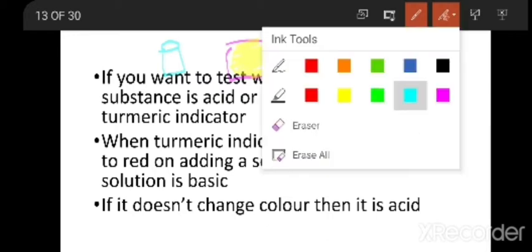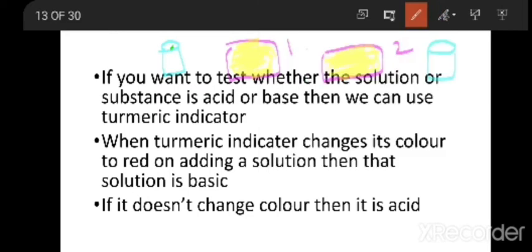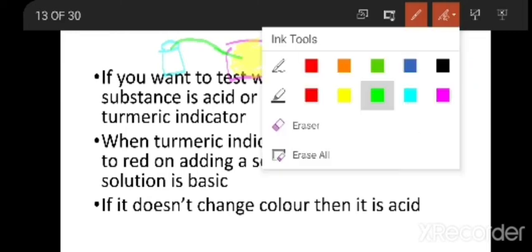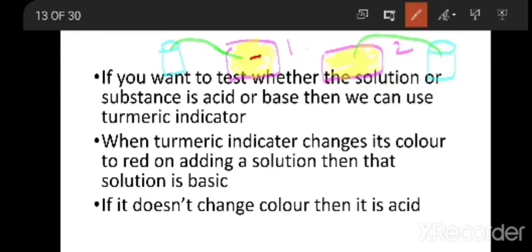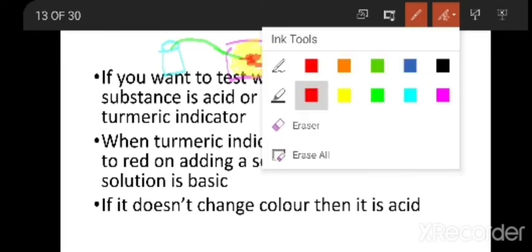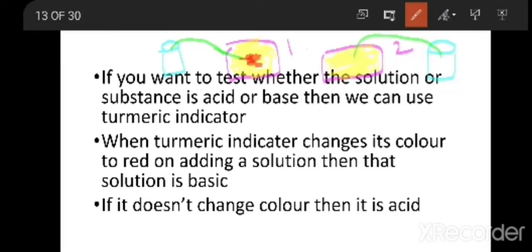Then what we have done, we have added the solution to this paper which has turmeric. Here also we have added the solution to this paper which has turmeric. In case the paper turns red on adding this solution, then this solution will be a basic solution. Then the solution is a base.